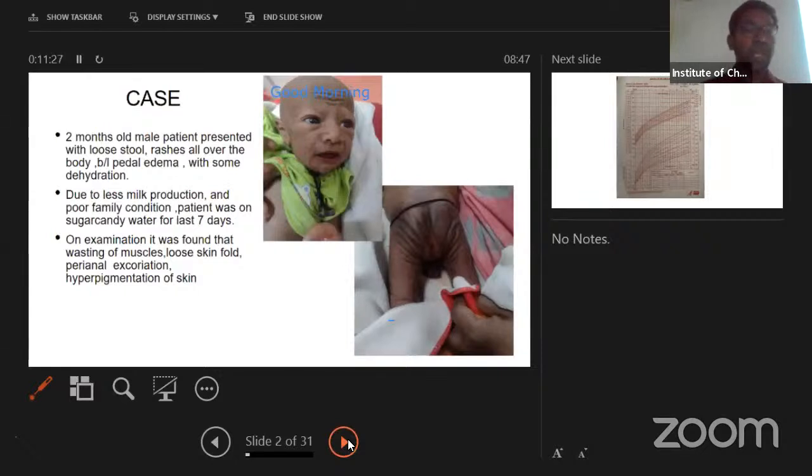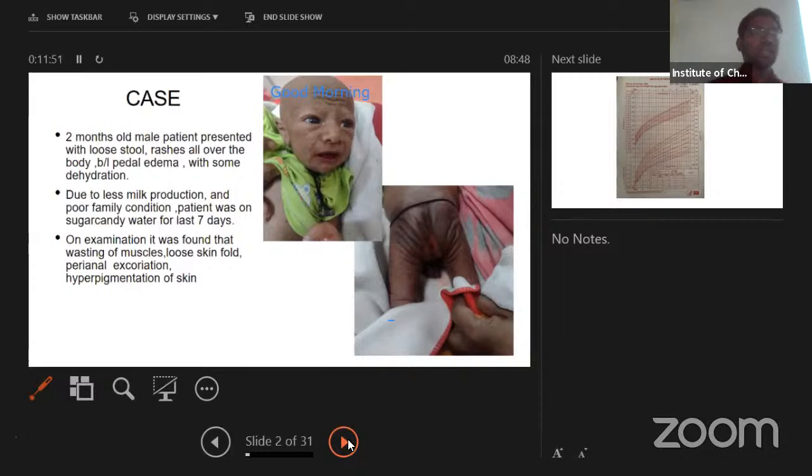A 2 months old male patient presented with loose rashes all over the body, bilateral pedal edema with some dehydration. Due to the less production of milk, due to poor family condition, the patient was on sugar candy water for the last 7 days.